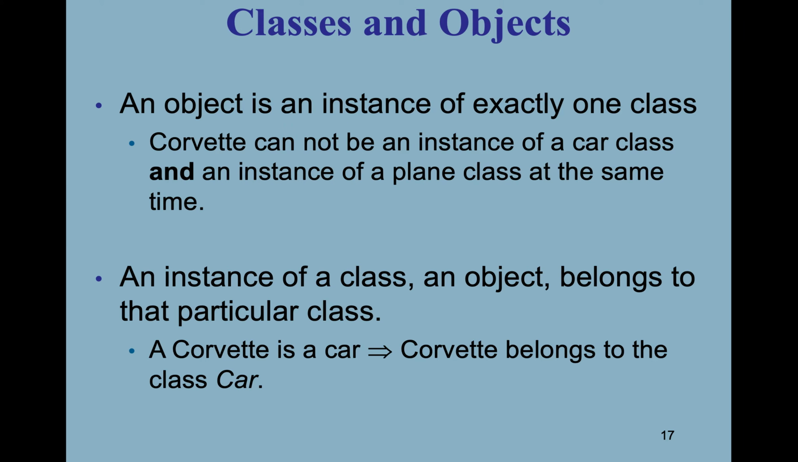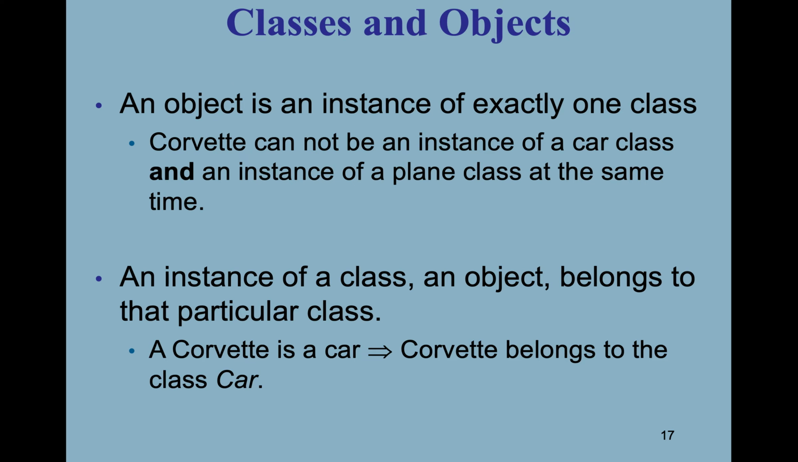So the Corvette cannot be an instance of a car class and also an instance of a plane class at the same time. This is single line inheritance. We can bring in multiple lines by using interfaces in Java or using multiple inheritance in C++. So in C++, you can make an object that inherits from two other objects. I could make a Corvette, and it could incorporate or inherit from a car as well as a plane.